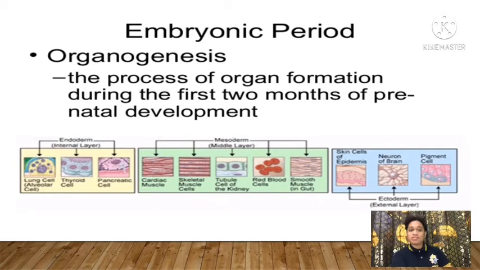So now, let us know what is organogenesis. So organogenesis is the process of organ formation during the first 2 months of the prenatal development. So this is the process of the organ formation.